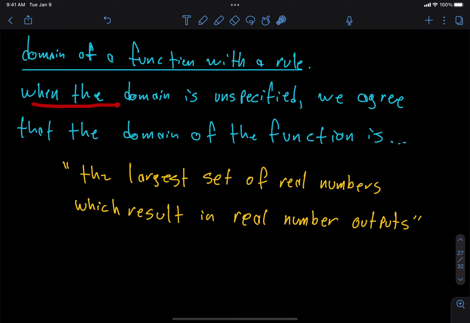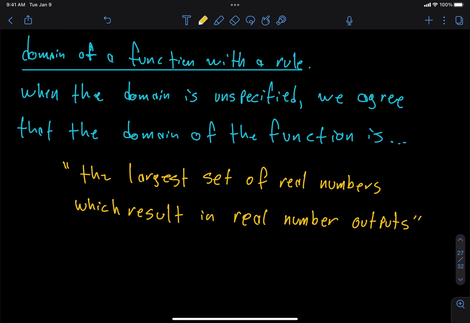So when the domain is unspecified, if they give us a rule like f of x equals x squared, and they don't tell us what the domain is, they don't say x is between 0 and 1. If they say x is between 0 and 1, then the domain has been specified, right? But if they don't write anything about x, then we are supposed to infer what the domain is.